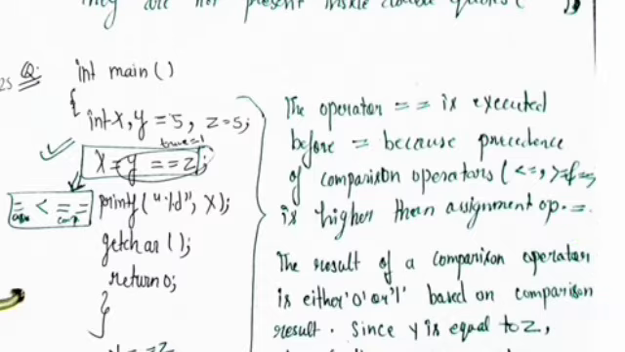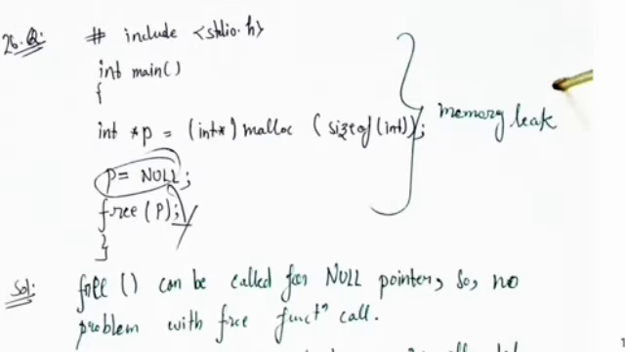Now come to the next question. Question number 26. A line of code is given like that. It is the basis of the memory leakage problem, so it is one of the most important questions. Here int main, int pointer p equal to (int *) malloc(sizeof(int)). Now p equal to NULL, free(p), and close the curly braces.